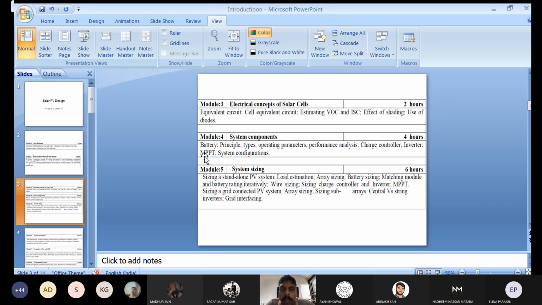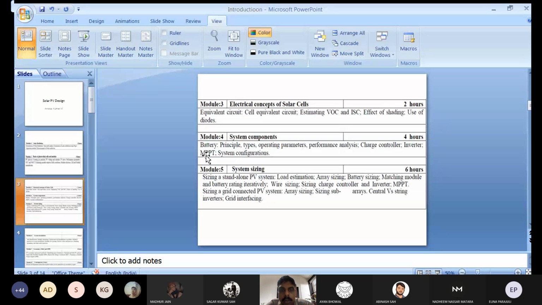Then MPPT means maximum power point tracking. You will study the voltage-current relation in a cell and a PV module. We understand that electric power is equal to voltage into current, simply. So there is a curve of variation, and the product voltage into current will have a maximum value. That we have to track. So maximum power point tracking is a circuitry introduced in the charge controller itself nowadays. The charge controller comes with MPPT.